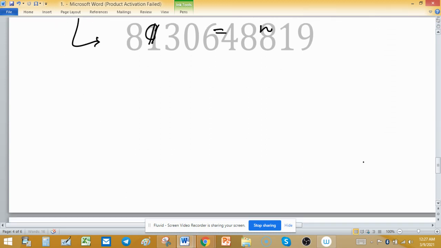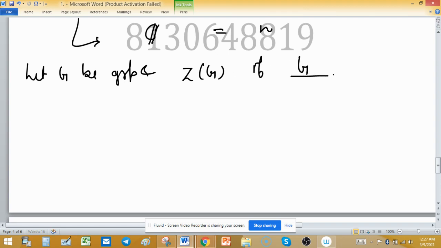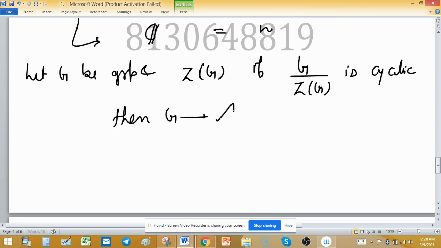Let G be a group and Z(G) the center of the group. If the quotient group G over Z(G) is cyclic, then G is abelian.